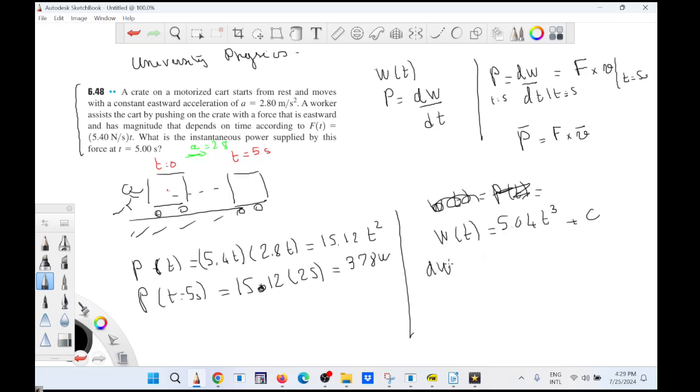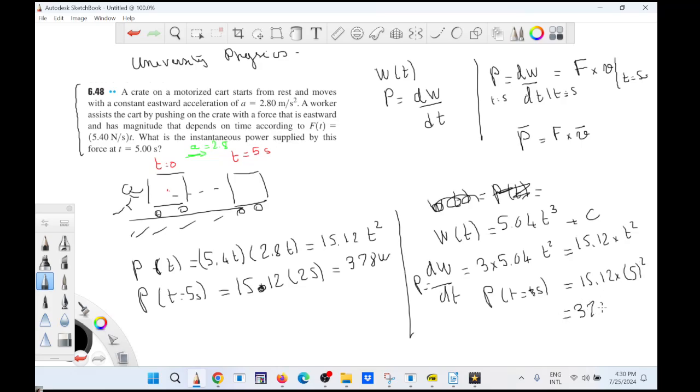So if you take the derivative of that, it's going to be 3 times 5.04, and then here we have a t square. Okay, so that's going to be 15.12 times t square, and that's going to be the power at a given time. So at t equals 5, you're going to get the same thing, 15.12 times 5 square. It's going to be 378 watts. So that's going to be on the test, something like this.